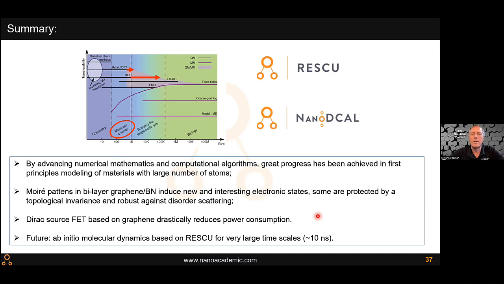Perfect. Thank you for that. Another interesting question. Can you make simulations with magnetic fields present? Can you simulate the fractional Hall effect in graphene?